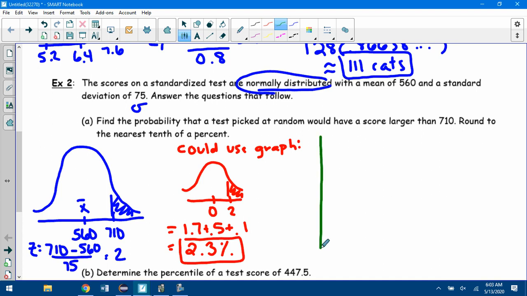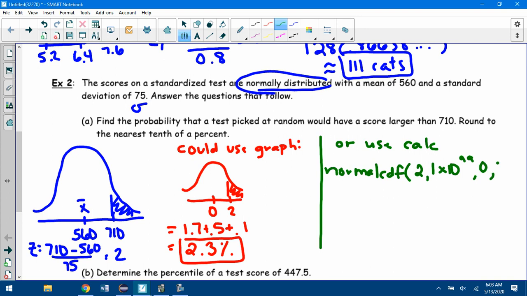Or you don't have to use the graph or use calc. On the calculator, you would have normal CDF. Looking at your shading, your lower would be 2. Your upper would be infinity, 1 times 10 to the 99th. And at this point, we've always been using 0, comma 1, because using a z-score normalizes it with 0 and 1.